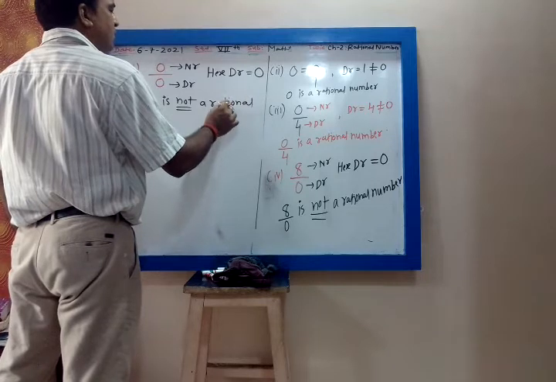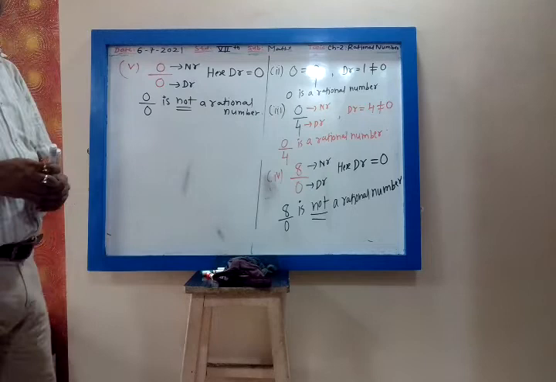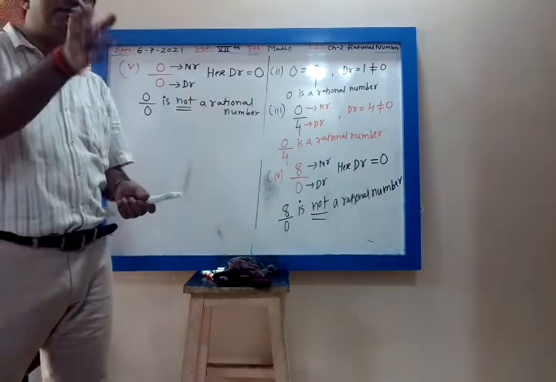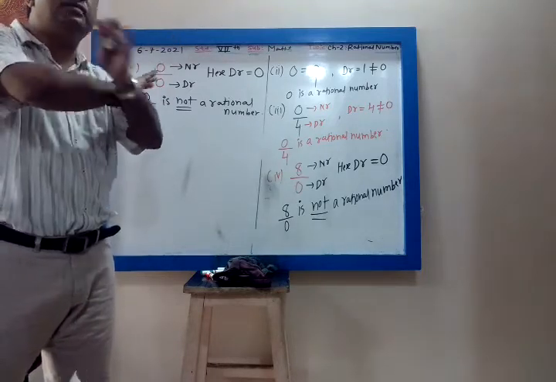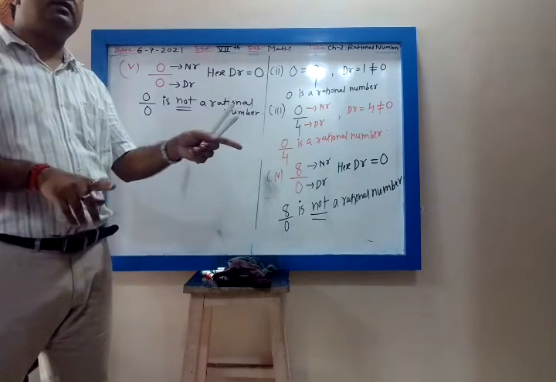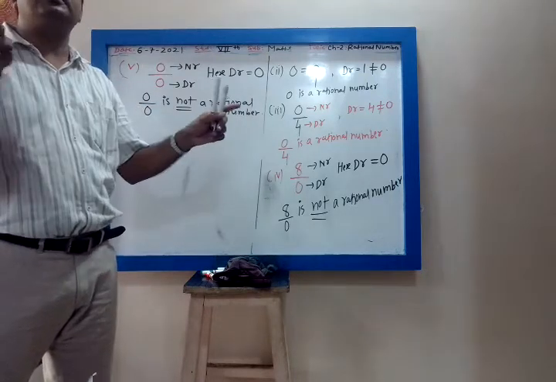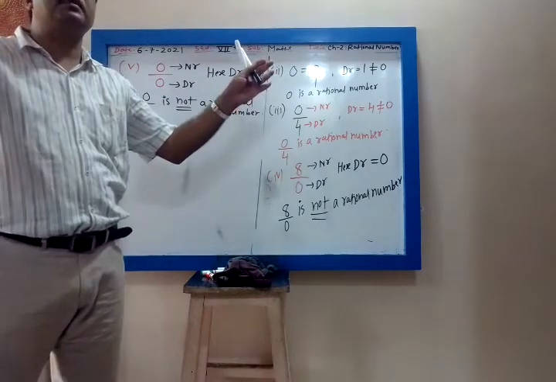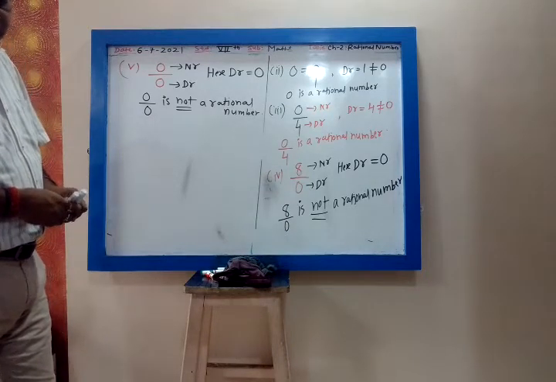So whenever the denominator is 0, it is not a rational number. Clear? And whenever denominator is not equal to 0, then it is a rational number. Denominator can be negative, denominator can be positive, but denominator should not be 0 for a rational number. If denominator is 0, then it is not a rational number. Okay? Ninth one.